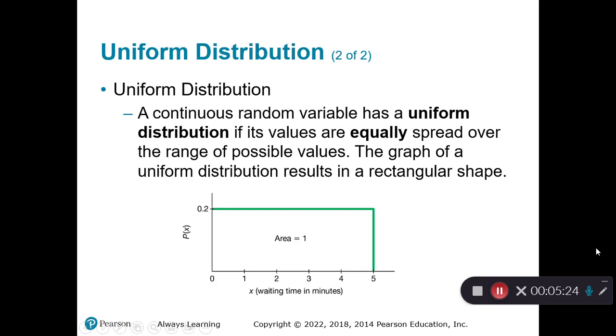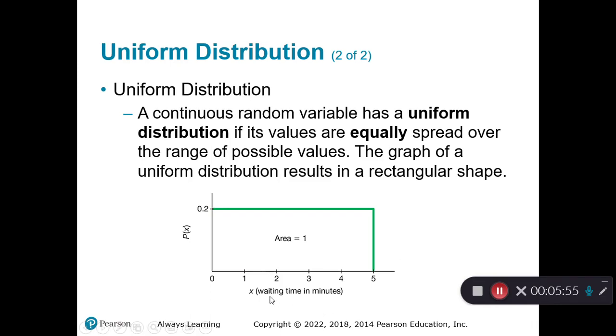A uniform distribution has its possible values of the variable x equally spread over that horizontal axis. That means that every value of x is equally likely to occur. The graph of a uniform distribution, therefore, forms a rectangular shape. Now, I want us to look at this example, which we'll use throughout the discussion here on uniform distributions.